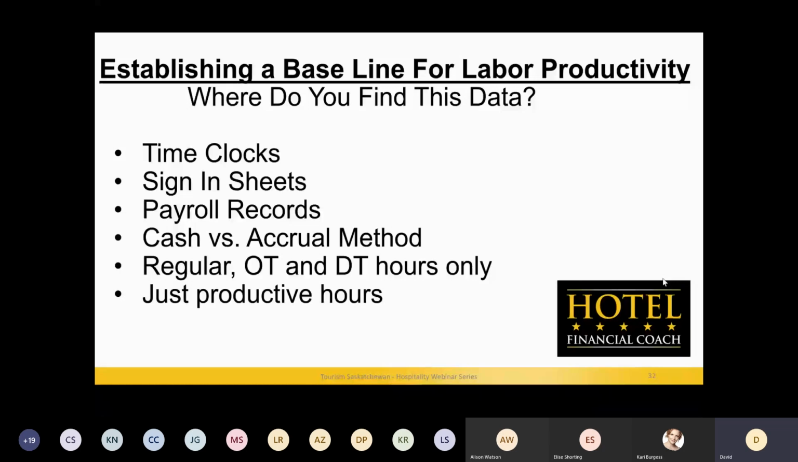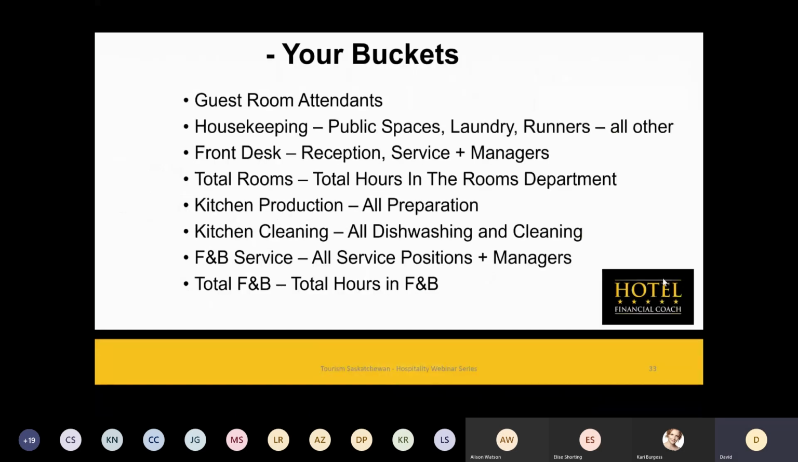And you look at all the hours of productive work, regular, overtime, and double time. Each one of those is only an hour, just productive hours. So overtime doesn't count as 2, double time doesn't count as 4 or whatever. An hour is an hour is an hour. So the buckets again: room attendants, housekeeping, public spaces, laundry runners, front desk, reception services, including managers.